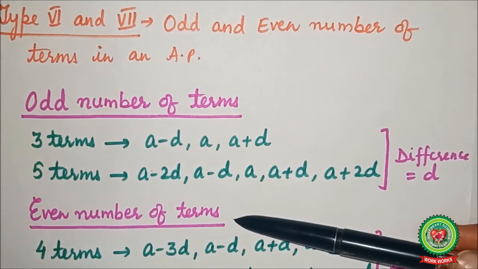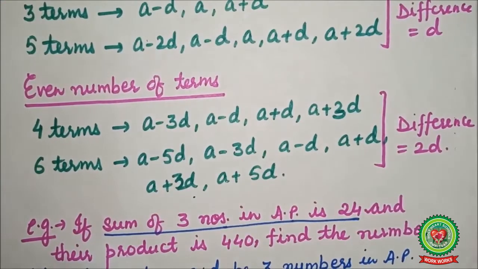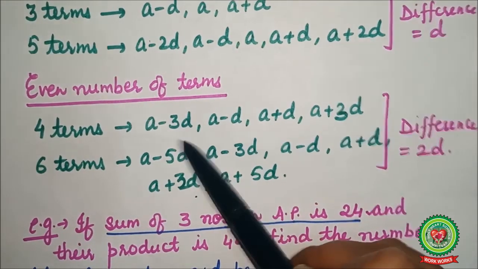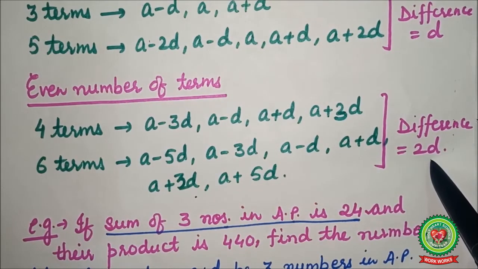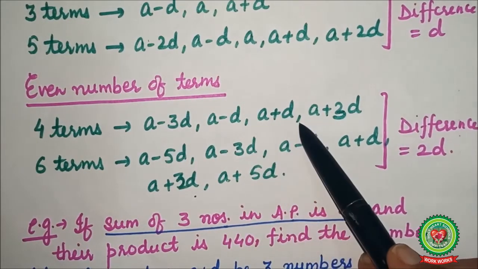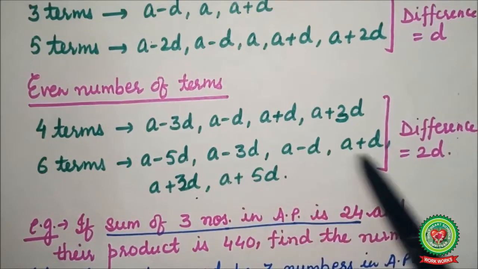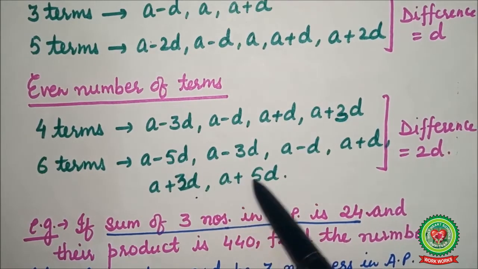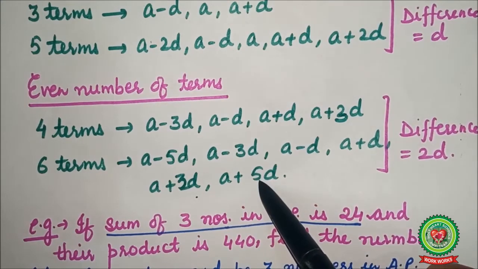Similarly, whenever we have to select even number of terms, that is 4 terms in AP or 6 terms in AP, then we will select the different numbers. In case of even number of terms, remember that difference is 2d. So, terms will become a minus 3d, a minus d, a plus d and a plus 3d. Similarly, for the 6 terms, these 4 will remain same. Starting term will be a minus 5d and last term will be a plus 5d. So, these are the 6 terms in AP.